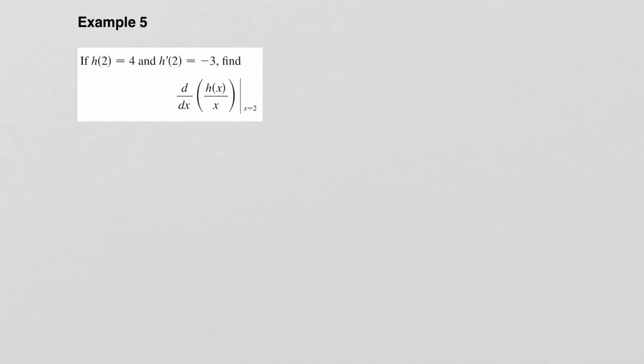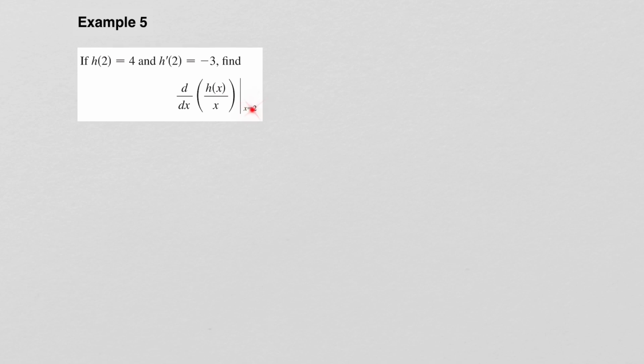In our next example, it is actually very similar to the third example that we did. So here it says, if h of 2 is equal to 4, and h prime of 2 is equal to negative 3, find the derivative of h of x over x evaluated at x equals 2. So a big thing here is just understanding the notation of what they're asking you to do. So they're asking us to take the derivative of this function and then plug in the number x equals 2.